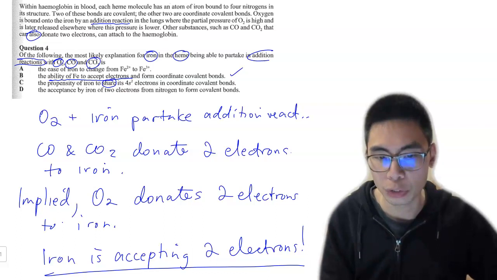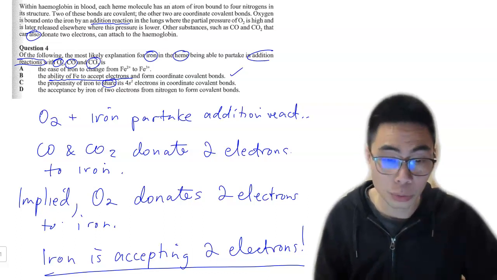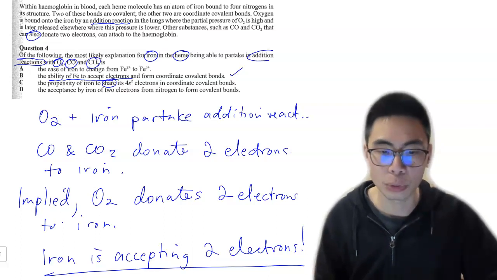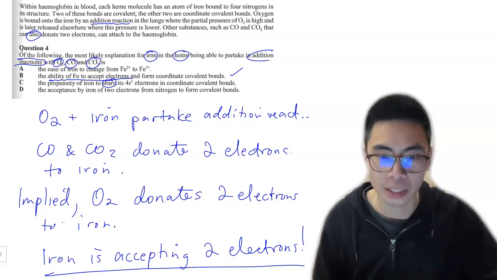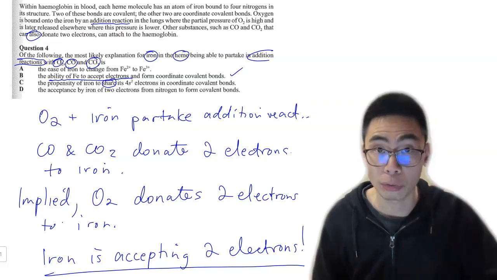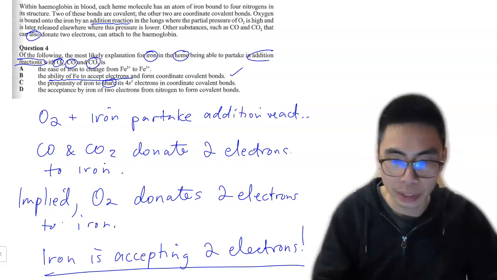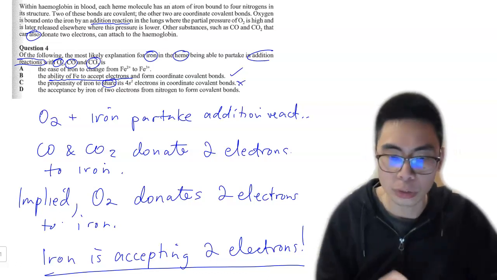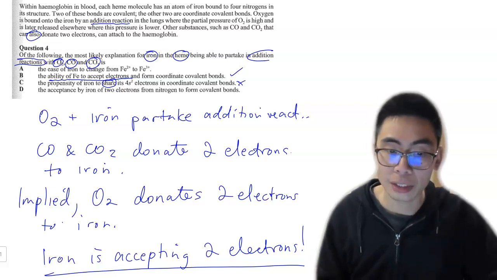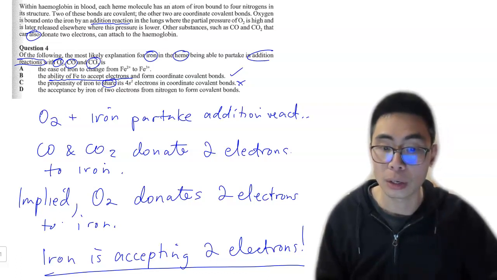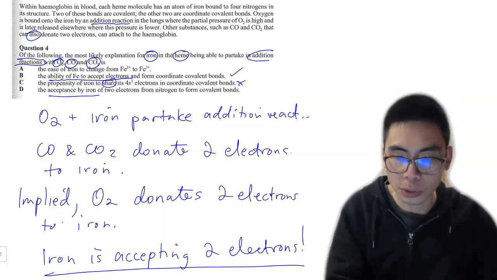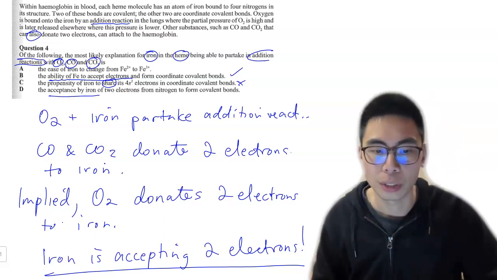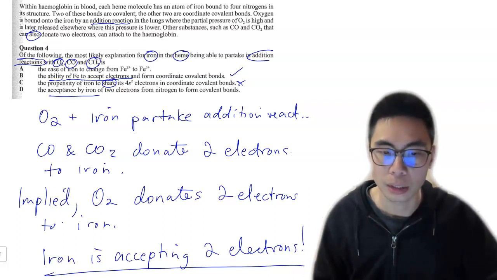And if you have a bit of assumed knowledge in terms of general chemistry, you would understand that there's a difference between electrons being shared and being donated or accepted. Sharing is more to do with covalent bonds. Anyway, that's enough for me to get rid of option C, because we know that there isn't sharing going on. And then D, the acceptance of iron of 2 electrons from nitrogen to form covalent bonds. So there are 2 options that are referring to the fact that iron is accepting electrons, 2 electrons, which we've figured out here.